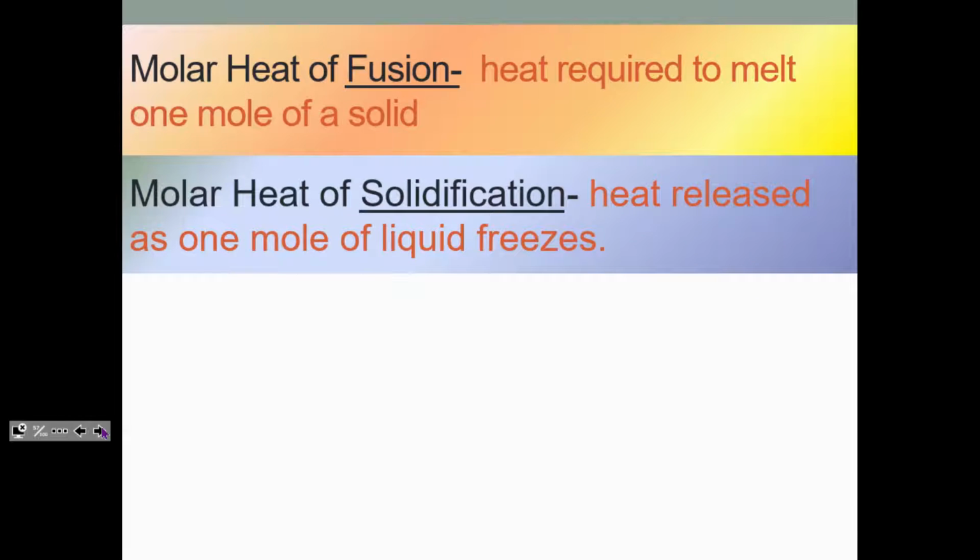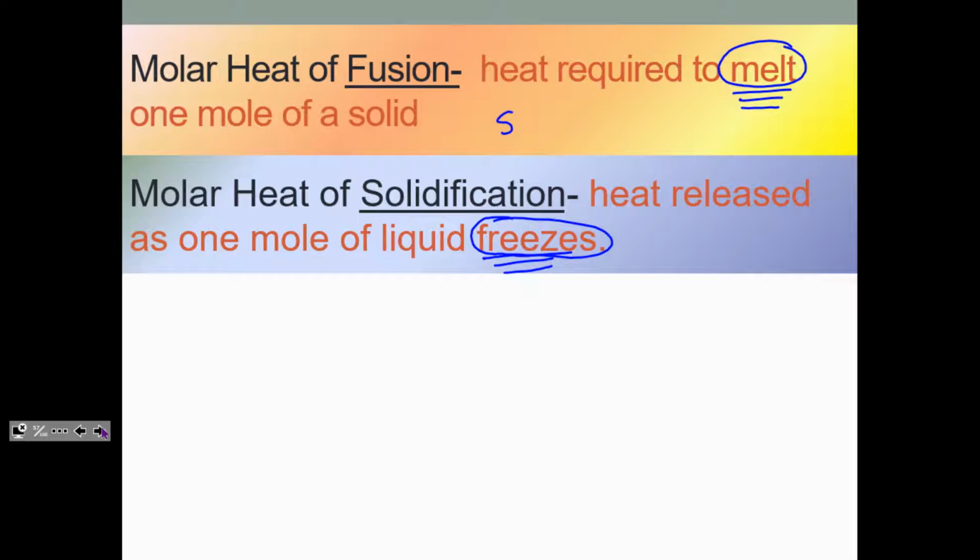Okay, a couple other things we need to know as far as some data, a constant value we can use to calculate the heat. We have the heat of fusion, which is the heat required to melt 1 mole of a solid. So I would underline or circle melting. Fusion and melting are the same thing. Molar heat of solidification, heat released as 1 mole of liquid freezes. So here, solidification would indicate freezing.